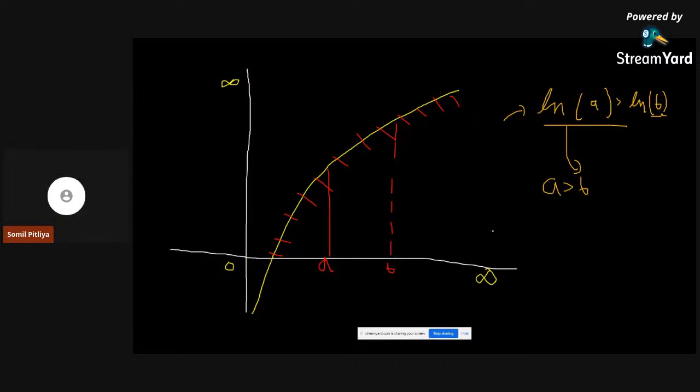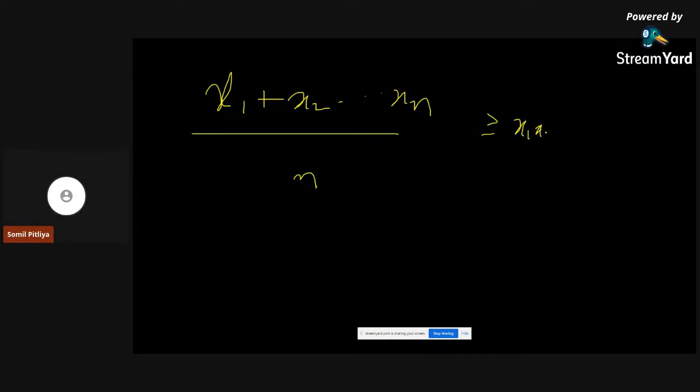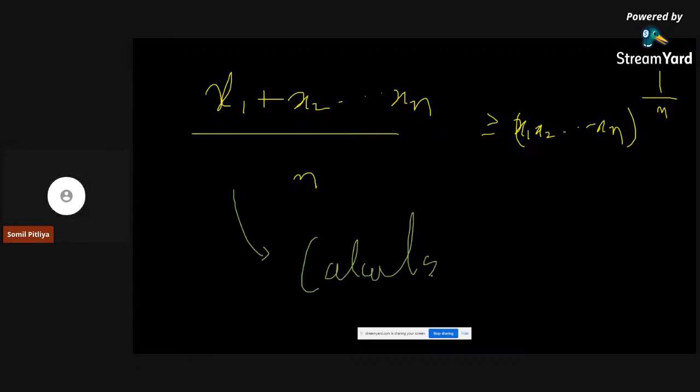Okay, so in the same way, I will do the following. I have that ln of this thing is greater than ln of this thing, and all are positive. So I can say that this thing is greater than or equal to this thing, and hence, putting in the AM-GM inequality, I have (x1 plus x2 till xn) upon n is greater than or equal to (x1 x2 till xn) to the power 1 by n, and we have proved this famous inequality using calculus. So that's the power of calculus, and that's the end of the video.